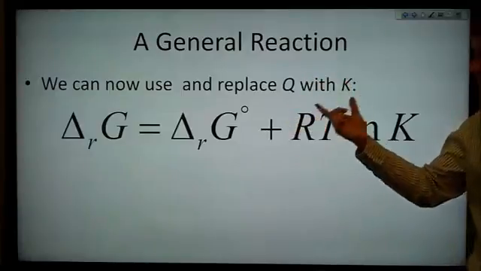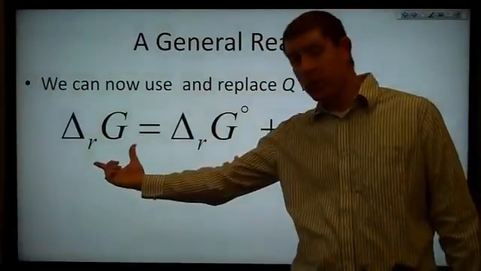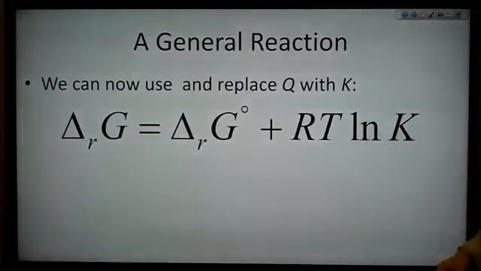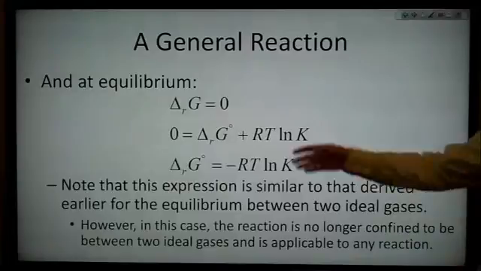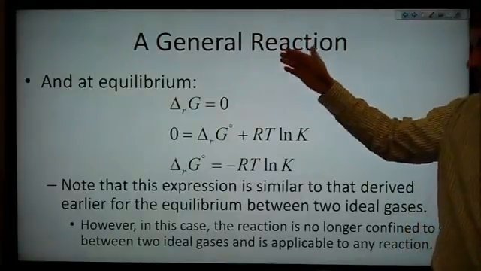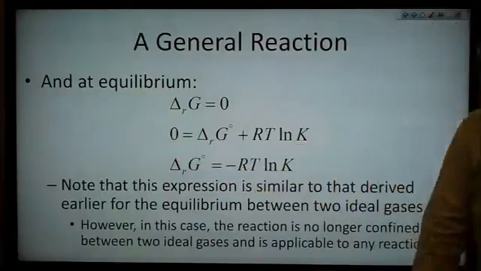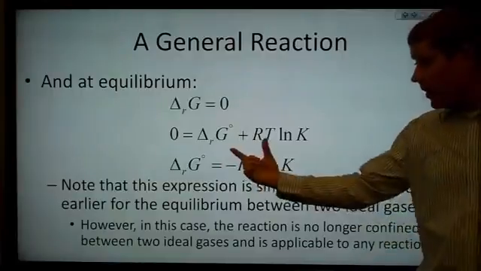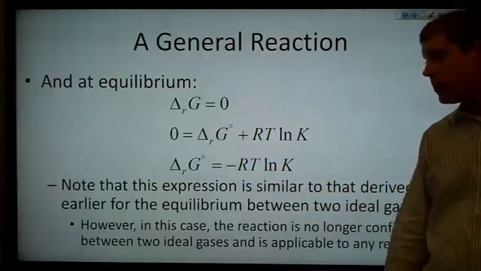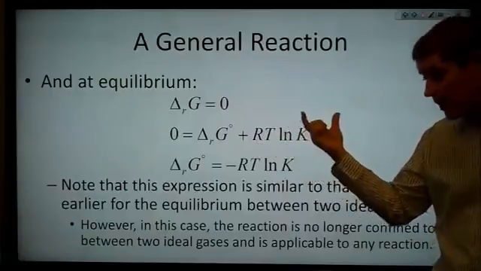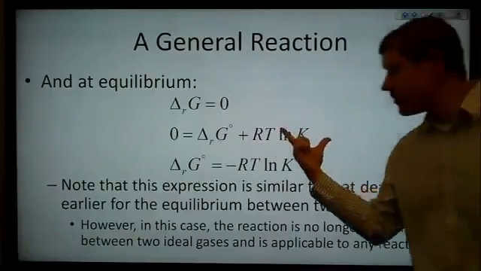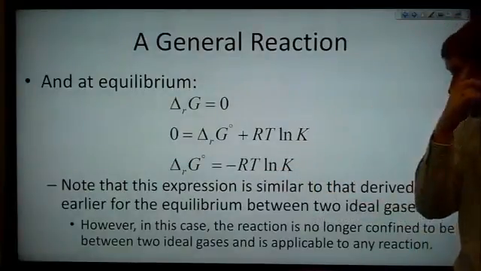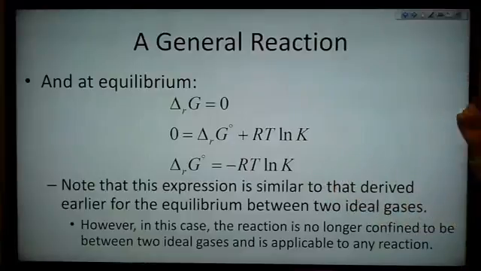So now we can replace Q with K, and we get the Gibbs energy of reaction is equal to standard Gibbs energy of reaction plus R times T times the natural log of K, our equilibrium constant. And we know that at equilibrium, the Gibbs energy of reaction is 0, so we can plug a 0 in there, and now we have 0 is equal to delta r G naught plus R times T times natural log of K. Then we can move RT natural log of K to the other side and get this equation. So now delta r G naught is equal to minus RT ln K.